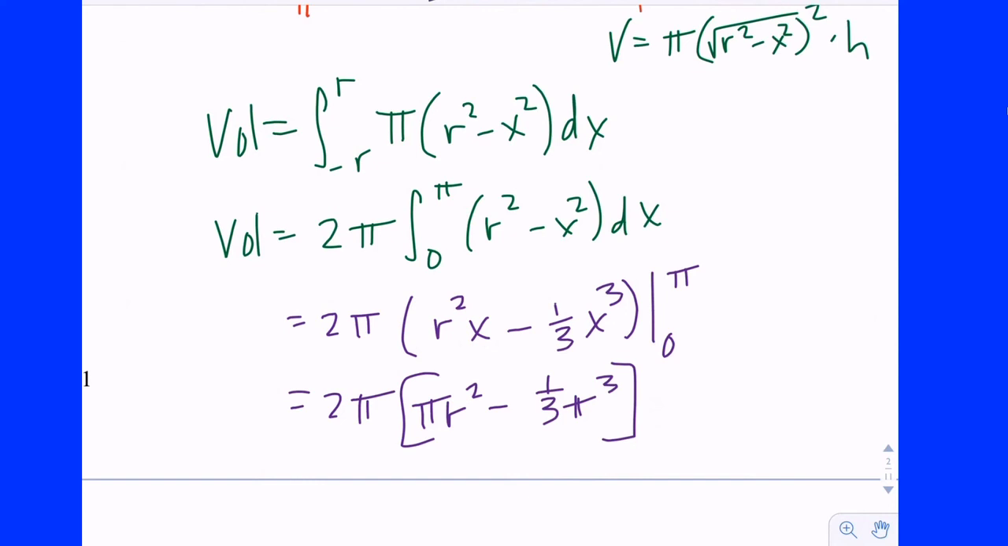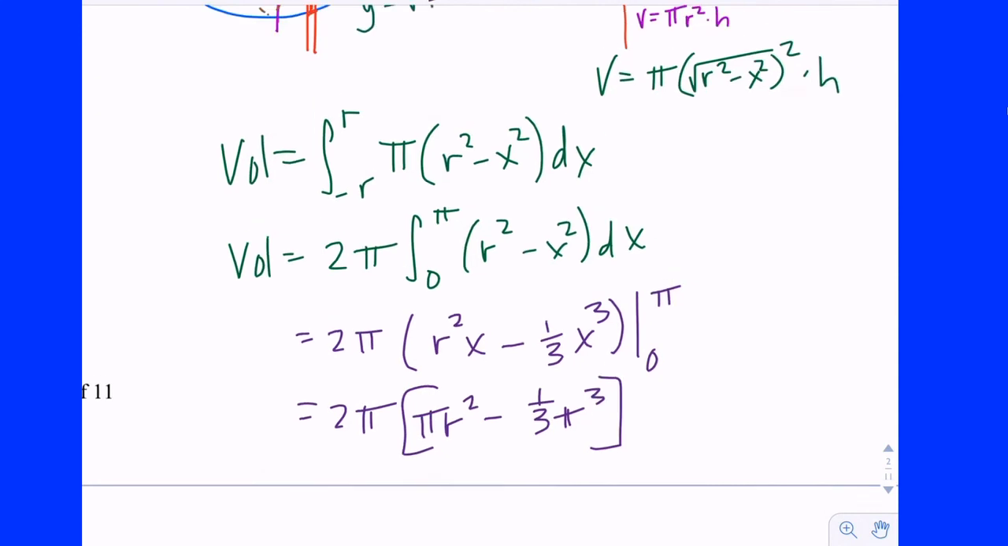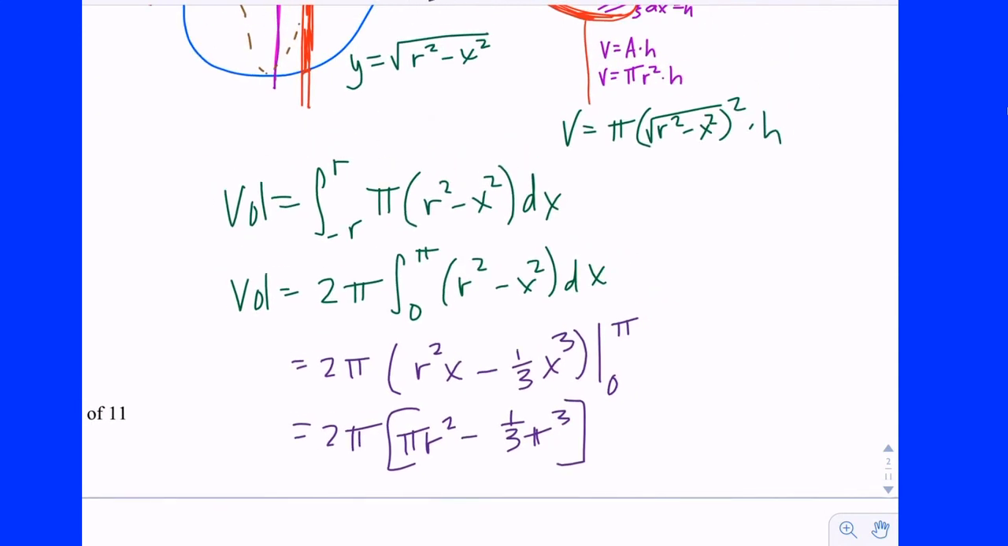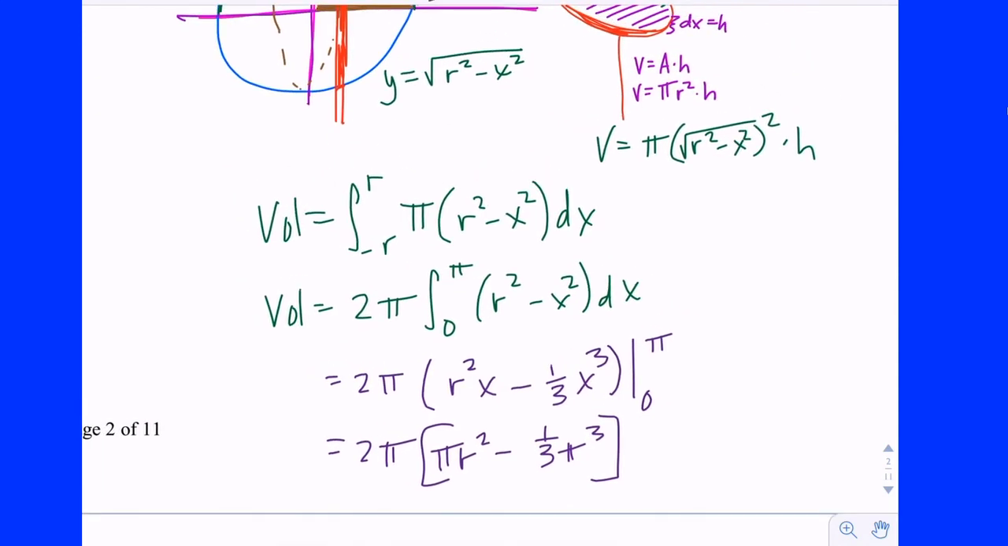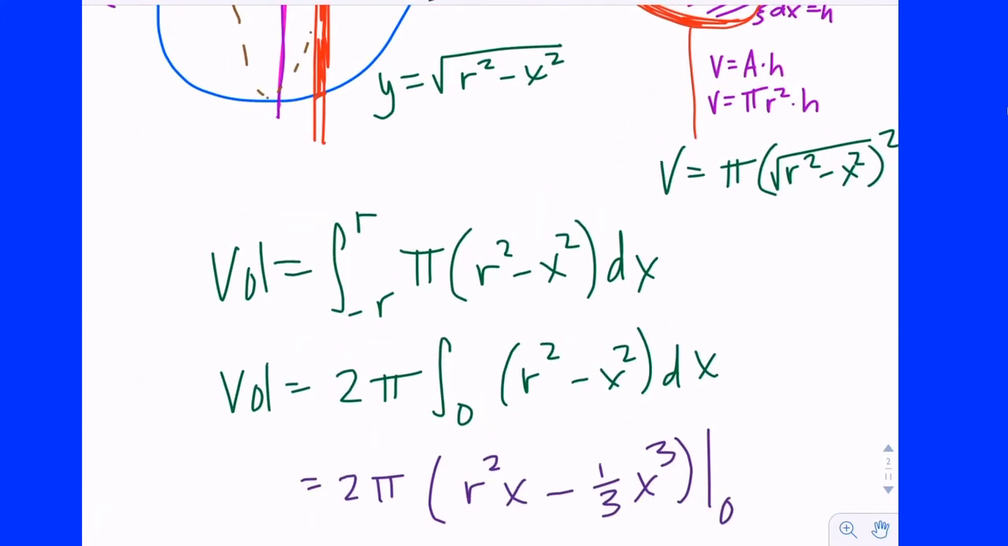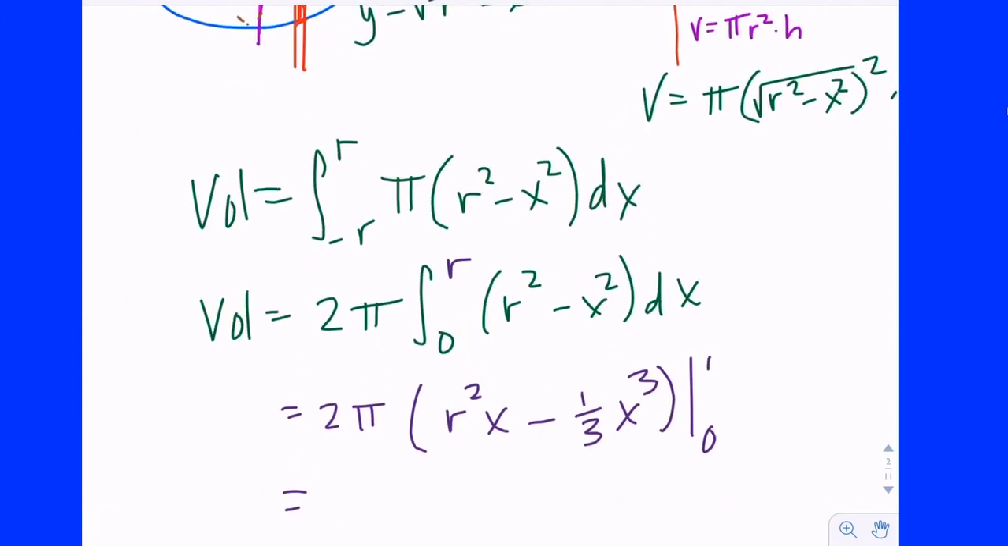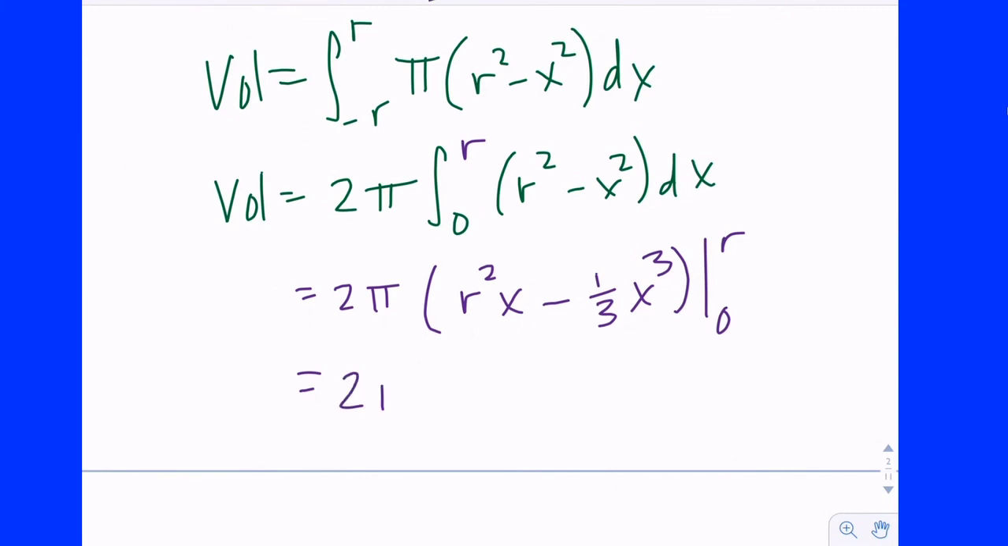Uh-oh. What's that? Yeah, it is 0 to r. I put pi there. Oh my gosh, that's me just feeling the clock and making a stupid mistake. I'm sorry. 0 to r, yeah, we don't put pi there. It's still 0 to r. So we got 2 pi. Thank you, thank you. Uh-oh, we got a minute left. Let me calm down. 0 to r, not 0 to pi.